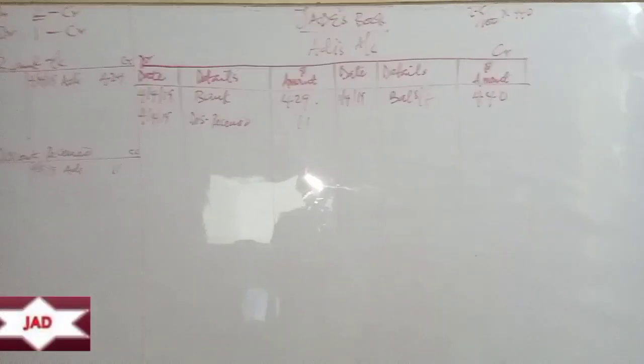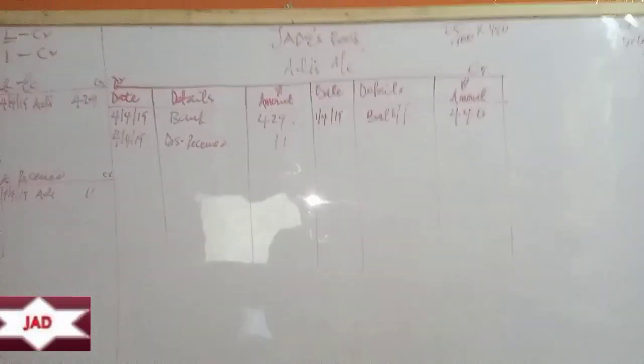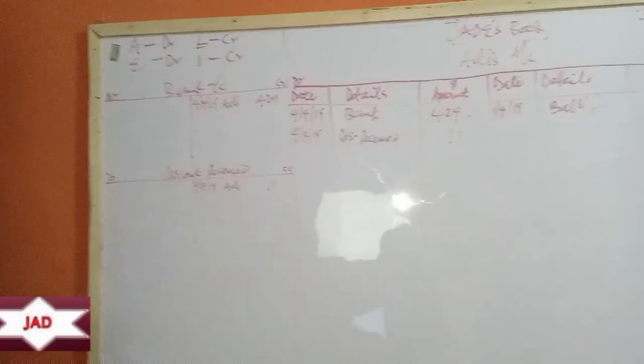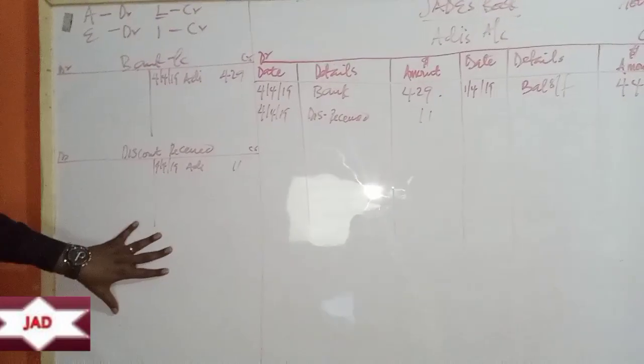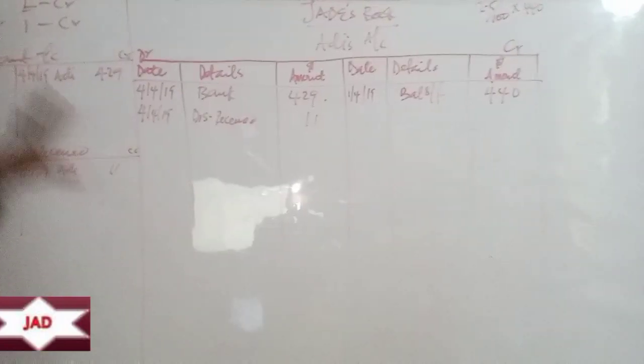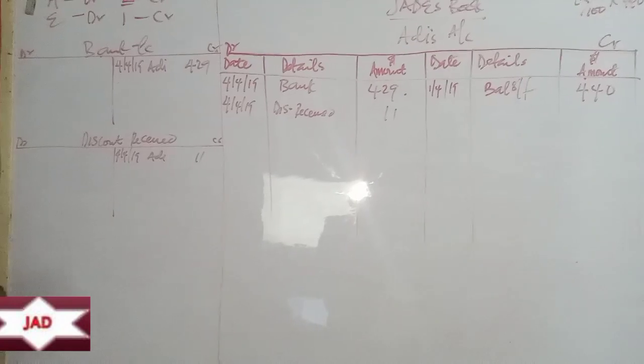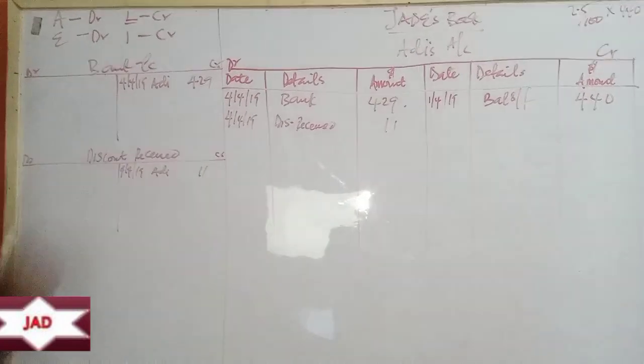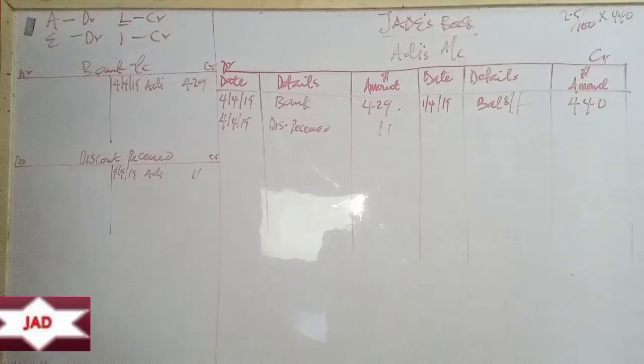Remember, this is not part of the requirement. I'm just trying to use this as an illustration to explain what I'm trying to say. This is not part of what we are asked to do, but I'm just trying to use this to buttress my point. So that's it for the payment and the discount received.